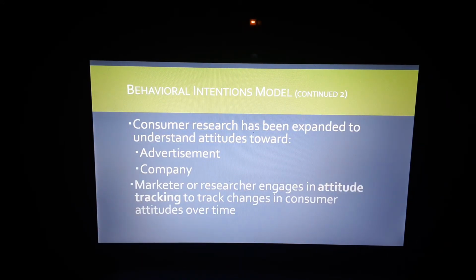So mostly when we look at these things, most research has been expanded to understand attitude towards advertising and companies, so how people feel about certain ads. And a marketer or researcher can have some sort of attitude tracking to track changes in consumer attitudes. So for example, people might have had a negative attitude towards Aldi's in the beginning when it was first introduced in the United States, because they saw it as a discount grocery store, but now they can track how maybe people's attitudes towards that store has changed through different behaviors.